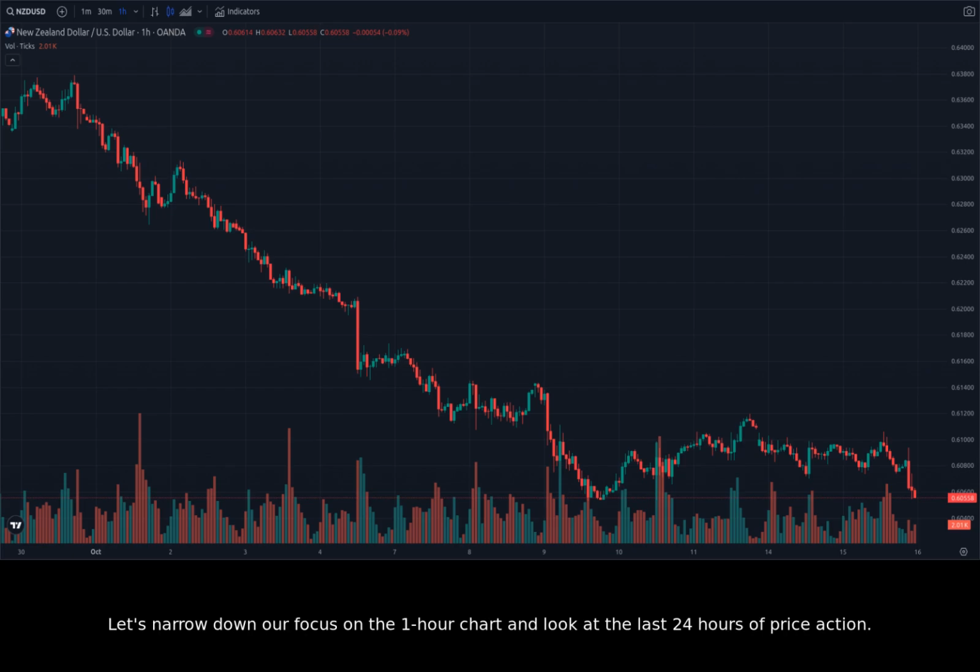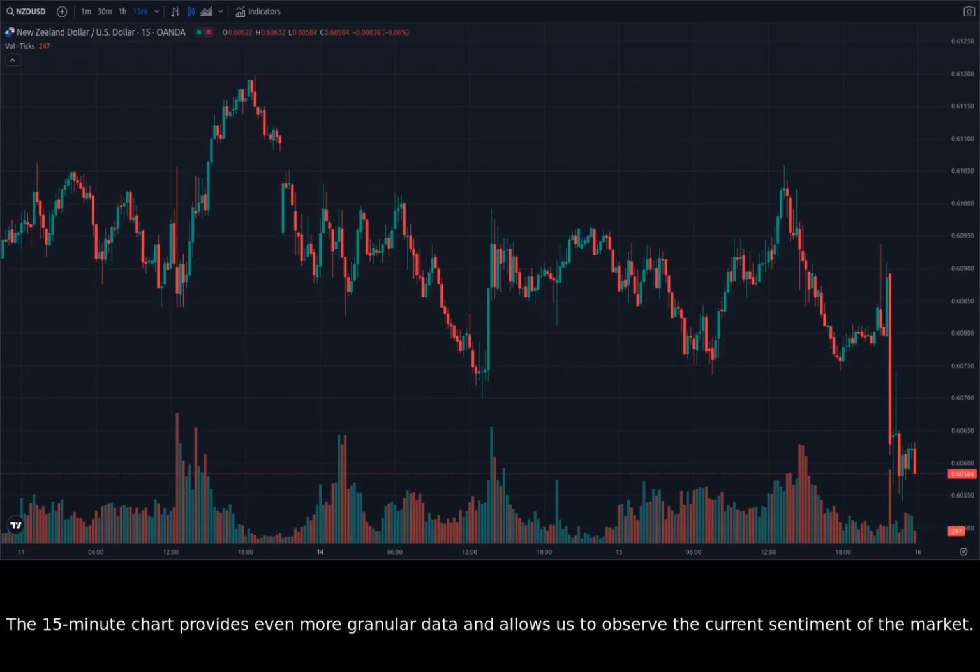Let's narrow down our focus on the 1-hour chart and look at the last 24 hours of price action. Here, we can see a clear trend of consolidation between the 0.6080 and 0.6100 levels. This range has been tested repeatedly, with the price currently sitting at the lower end of the range. If the price breaks above the 0.6100 level, it could indicate a short-term bullish breakout. However, if the price breaks below the 0.6080 level, it could signal a continuation of the downtrend.